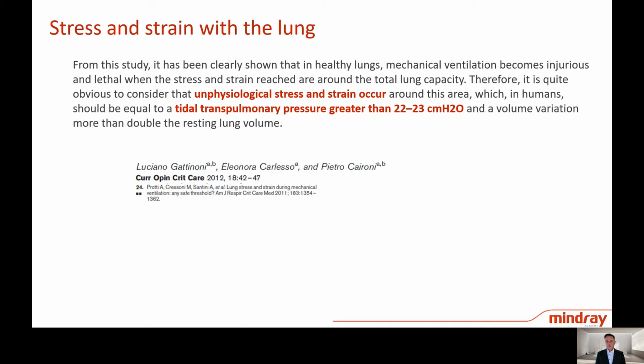Gattinoni et al. also published a couple of years ago that in healthy lung, mechanical ventilation becomes injurious and lethal when the stress and strain are at around the total lung capacity. Therefore, unphysiological stress and strain occurs in humans when tidal transpulmonary pressures are greater than 22 to 23 centimeters of water.